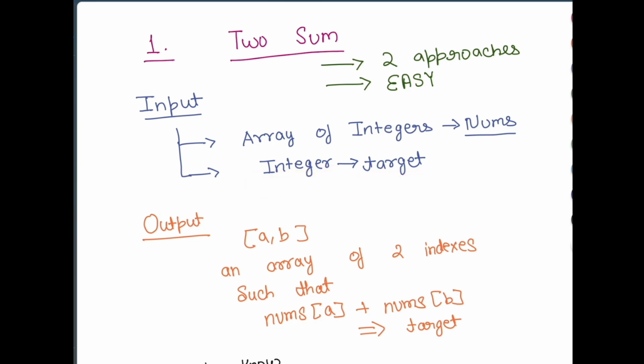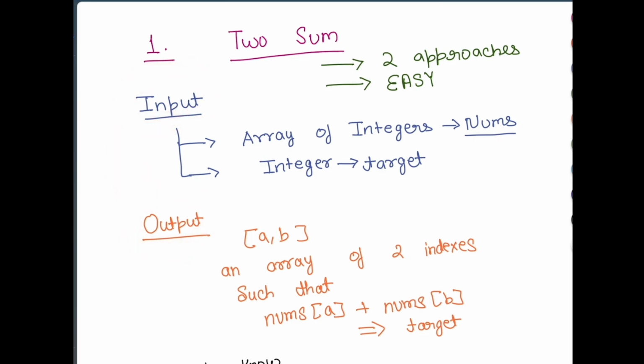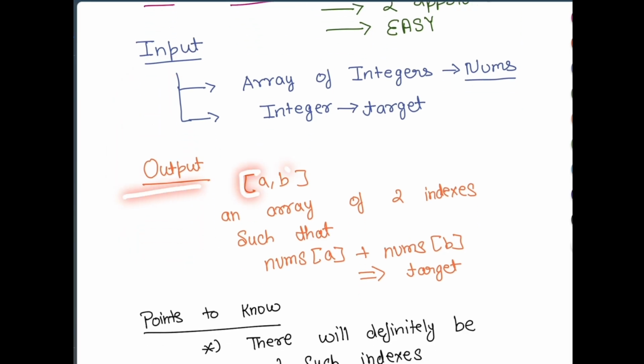Now in LeetCode, we have a set of input and we need to reach an output. There is a logic involved, a process which we have to follow to reach from the input to the output. And that is what we are going to see. We need to output an array and this array will have two elements, let us call them A and B. So we can say that we need to output an array of two indexes such that nums of A plus nums of B is equal to target.